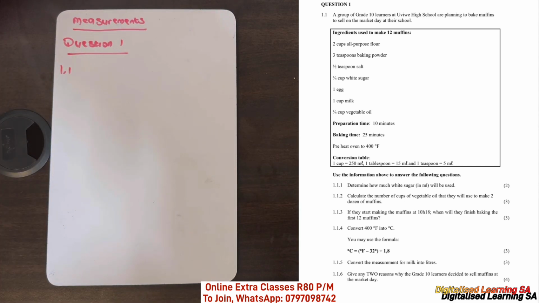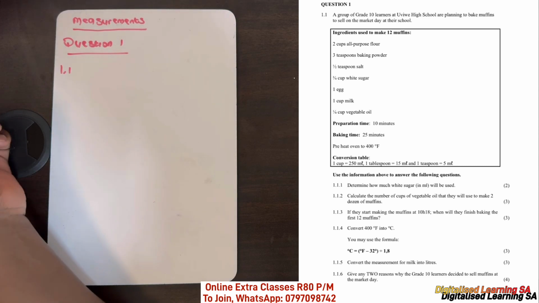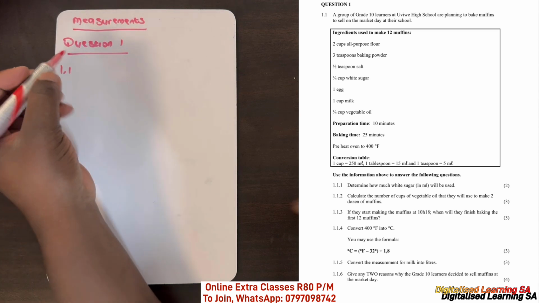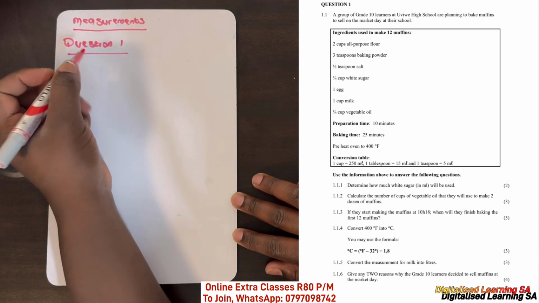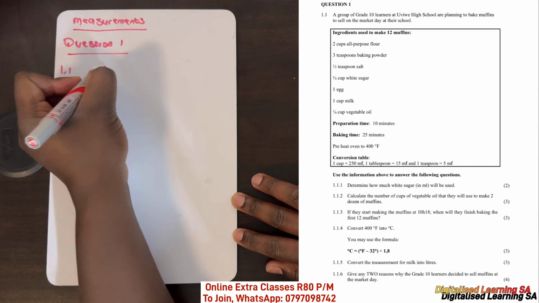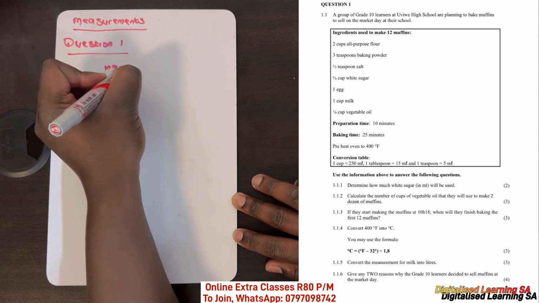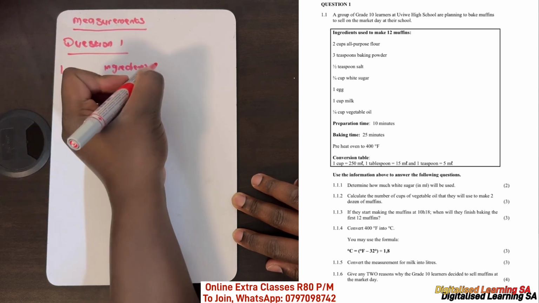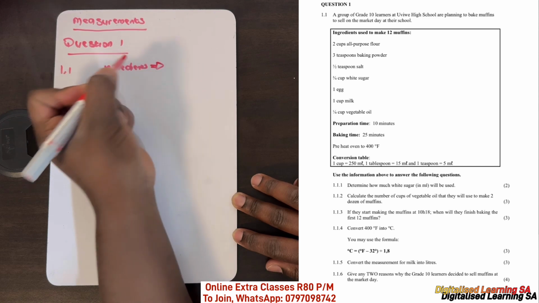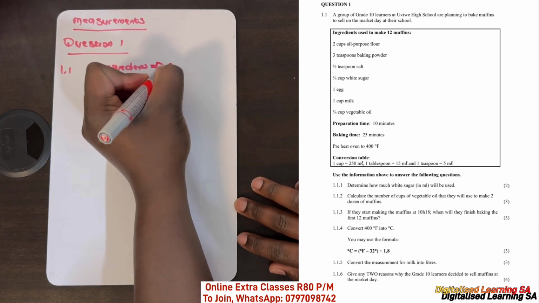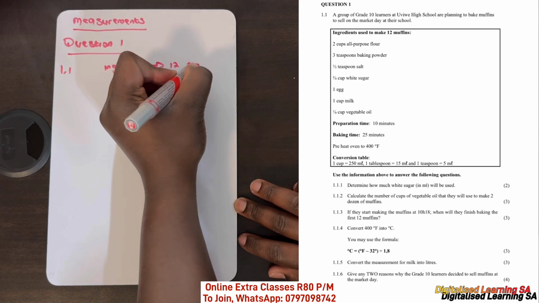We are told that a group of grade 10 learners at Uviwe High School are planning to bake muffins to sell on the market day at their school. And we are told the ingredients used to make 12 muffins. So we can note that the ingredients that are provided can only make up to 12 muffins.